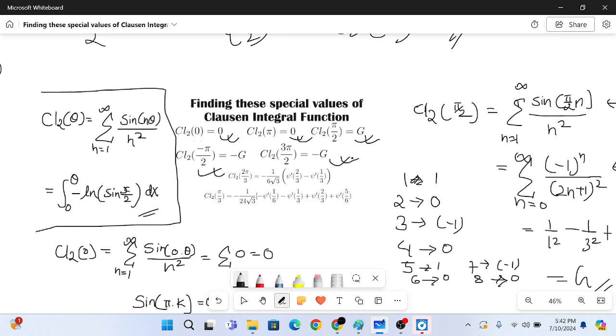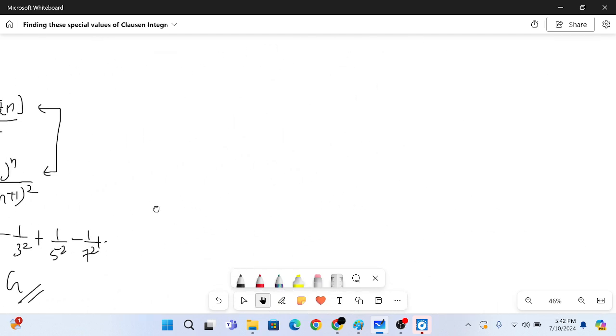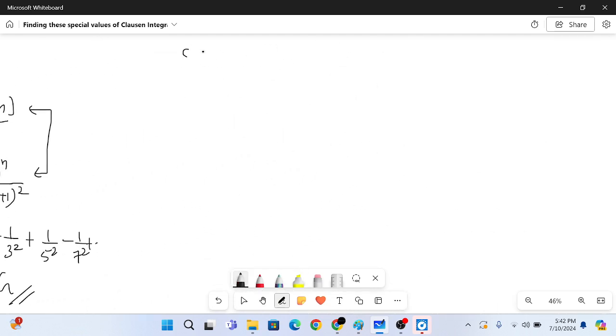Now there are two heavy values: CL2 of 2 pi by 3, this is 120 degrees, and CL2 of pi by 3, this is 60. So let's do it for 2 pi by 3 first. To find the CL2 of 2 pi by 3, we will use a second integral representation of the CL2 function that I just introduced in the previous video, which I will link in the comment as well as over here. This is just the previous video on my channel, which is live before this.